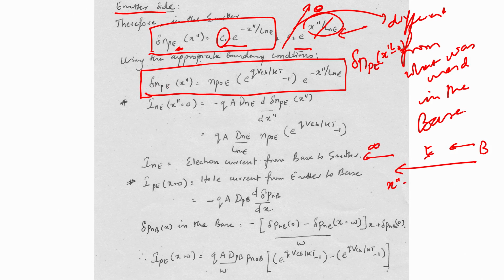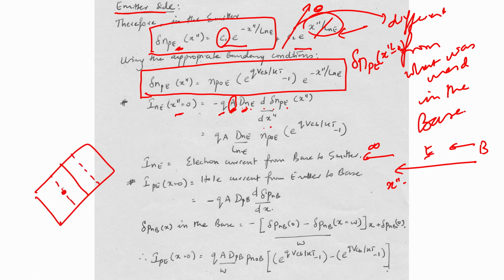So, what is the current? The current is a diffusion current. So, here we have written the total current and not the current density, therefore, we bring in the area of cross section. So, you have the q D_NE, which is the diffusion coefficient of the electrons in the emitter, into d delta NPE by dx double dash, and multiplied by the area of cross section to give you the total current. And just like in the case of PN junction diodes, the way we want to extract the current is by looking at the current at the depletion boundaries.